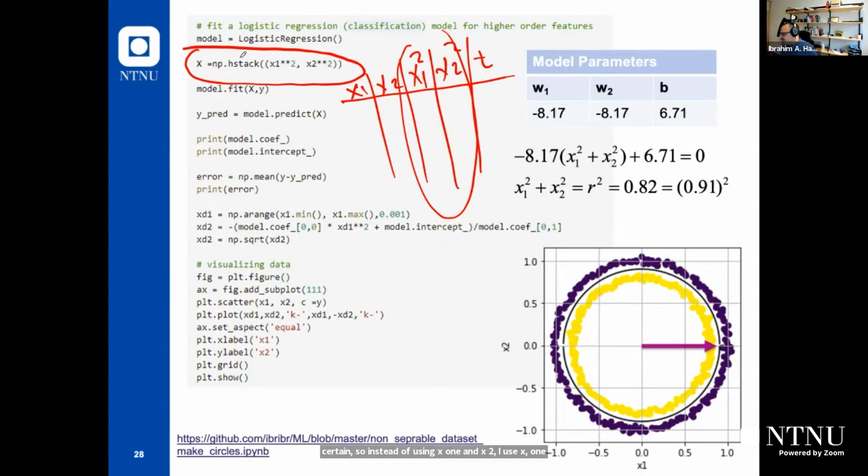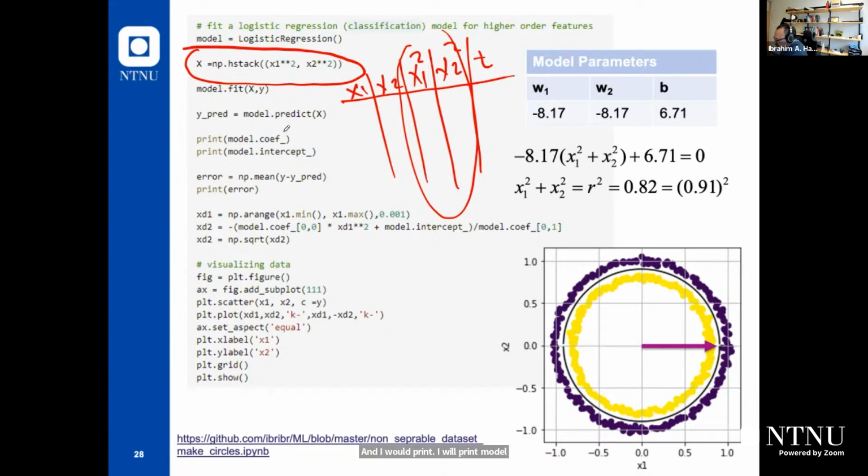I defined my model here, logistic regression. So the input feature will be x1 square and x2 square. And the target feature, of course, will be the same y. And y predict will be model.predict. I didn't divide my data into train and test. I will just use the whole data set here. So I will apply x again to the model predict to get y predictions. And I will print the model coefficient and intercept.